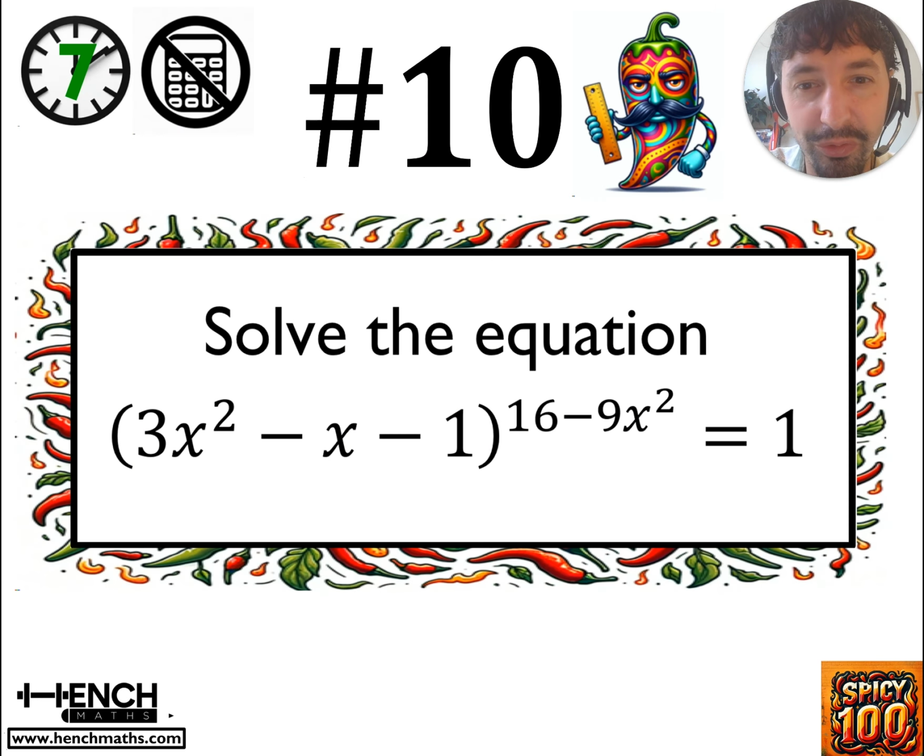I'll read it to you. Solve the equation, open bracket, 3x squared subtract x subtract 1, close bracket, to the power of 16 subtract 9x squared is equal to 1. Now I'll give you a bit of a clue. There are quite a few solutions here. So there's lots of solutions. I'm not going to tell you exactly how many, but you're going to have to be finding a few solutions here. So if you're feeling confident, pause the video and best of luck with question 10.